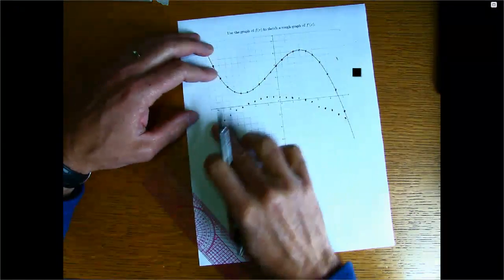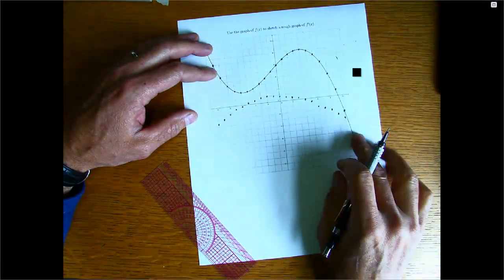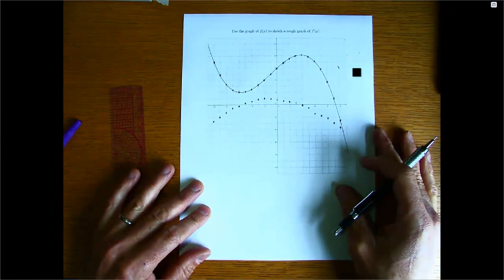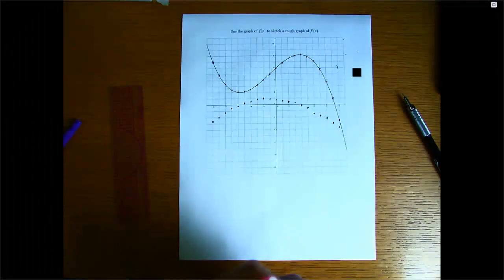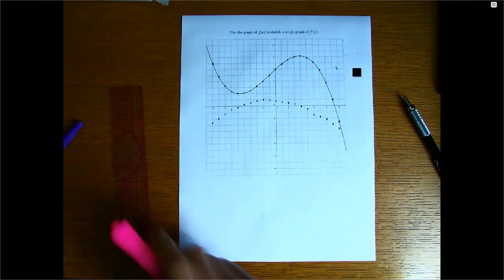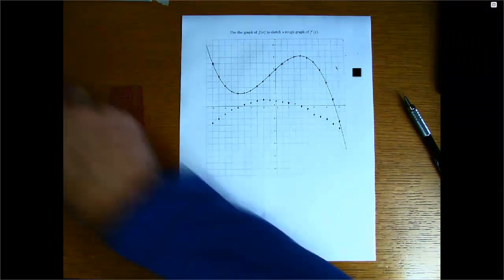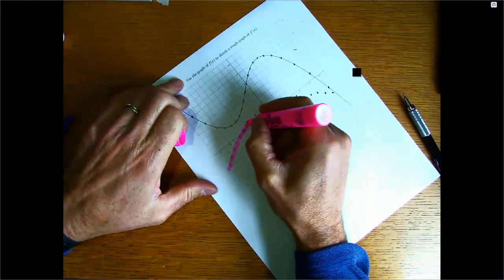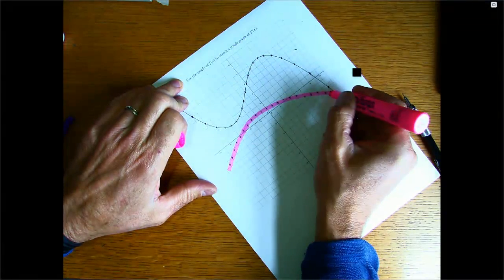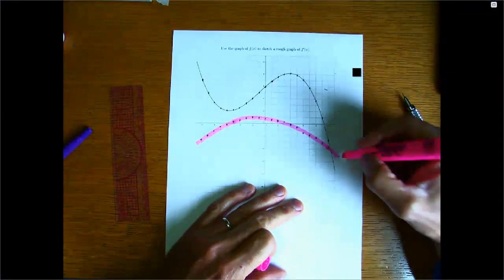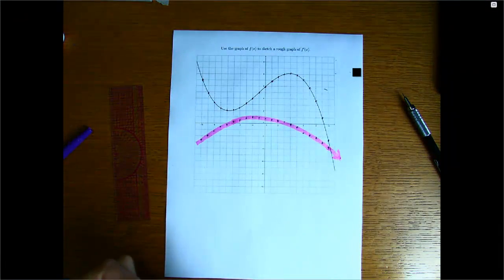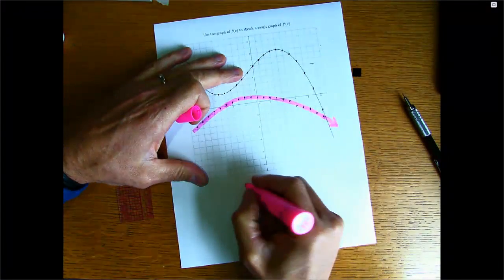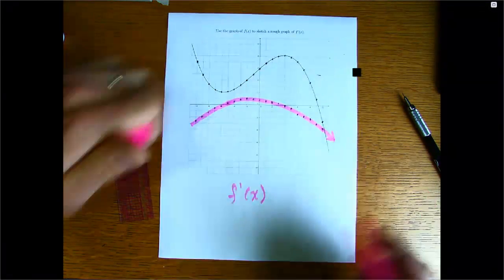So it appears that we're getting some sort of a derivative function that looks like this. Now again, we measured this, so we're not quite exactly sure what's going on, but it appears that the derivative function, if I used a highlighter here, would be something that would look, you know, sort of like this. So that's our derivative function. So f prime of x is in pink.